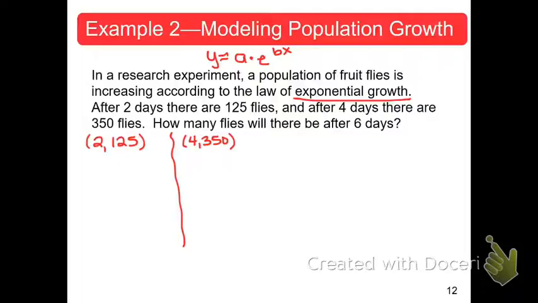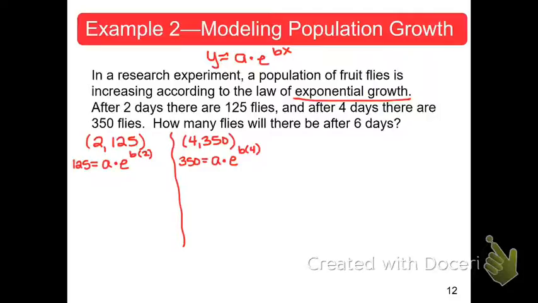Both of those are an x and a y, so we can plug those into our equation at the top for exponential growth. We end up with this first one: y, so 125, equals a, which we don't know, times e, which is a number, raised to b, which we don't know, times x, which is 2. And we can do the same thing for the other ordered pair: y, which is 350, equals a times e raised to b times x, which is 4.